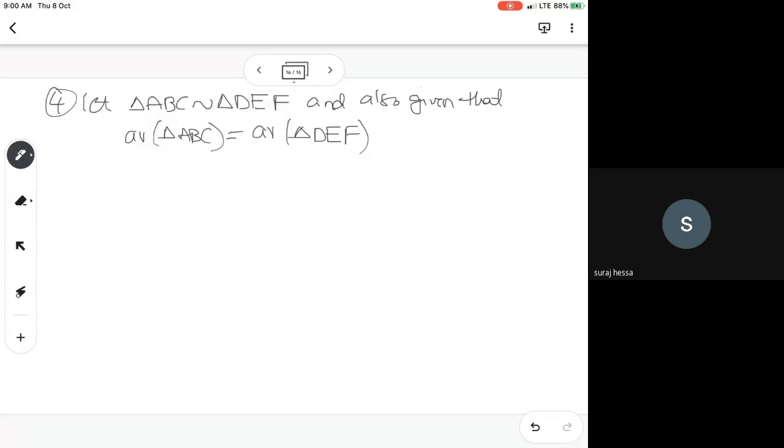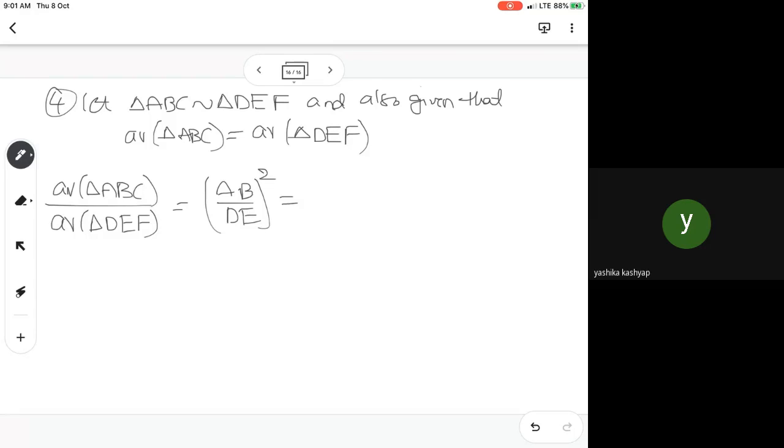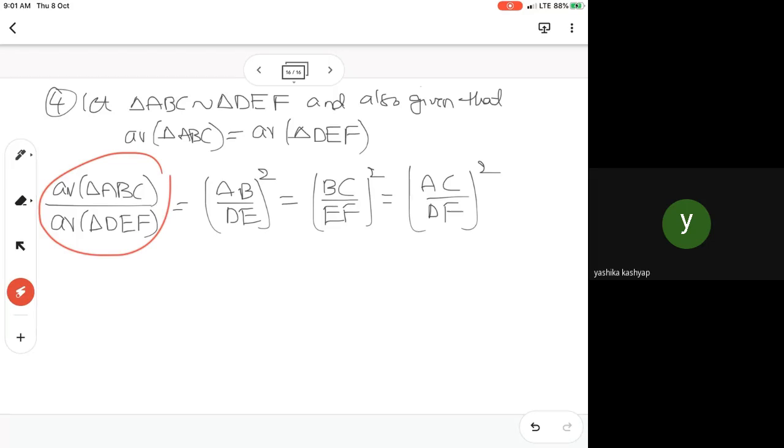Since the triangles are similar, area of triangle ABC by area of triangle DEF is equal to, what do you get by the theorem? AB by DE whole square is equal to BC by EF whole square is equal to AC by DF whole square. And these two areas, of triangles ABC and DEF, are equal here.